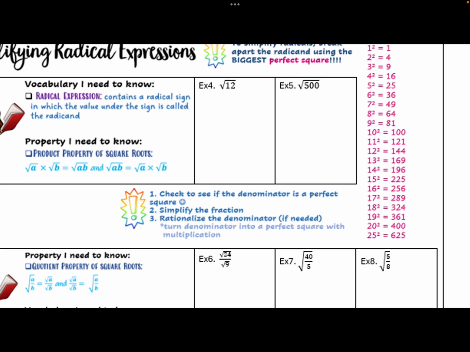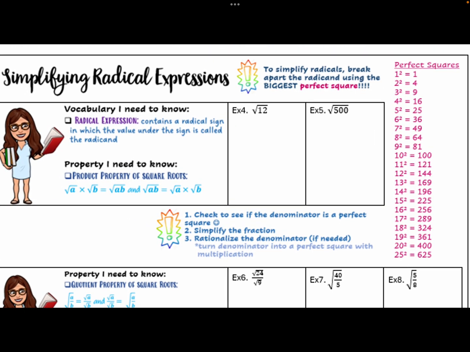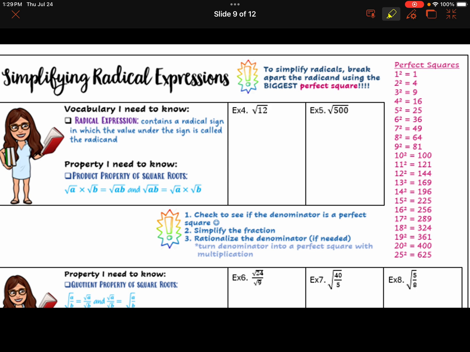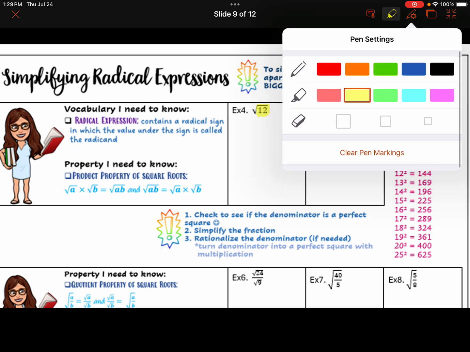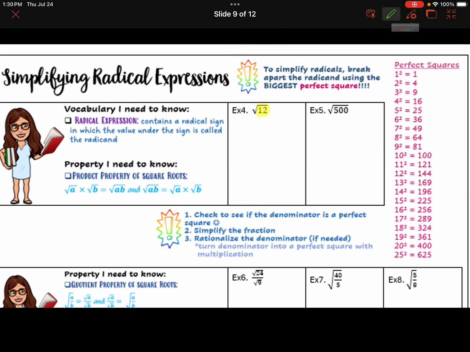And so we are really going to live in the land of perfect squares. When we take a radical expression and look at the number underneath the radical symbol, which is called the radicand, I see this 12. And the second I say, okay, 12 is not a perfect square, I need to think about what is the biggest perfect square that's hiding inside of 12. So out of this list of perfect squares, what's the biggest one that goes into 12?